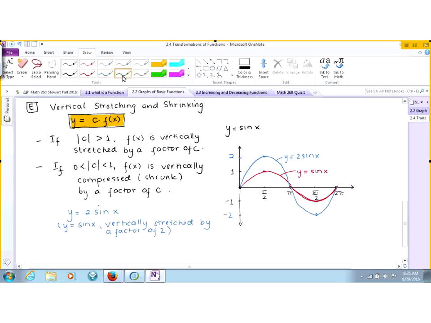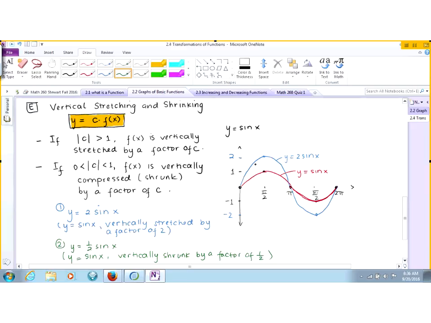Now what happens if I have y is equal to half sine x? What type of transformation do I do? Yes, this is y equals sine x. What happens? Vertically compressed, or vertically shrunk, by a factor of half. That's right. Then what happens again?